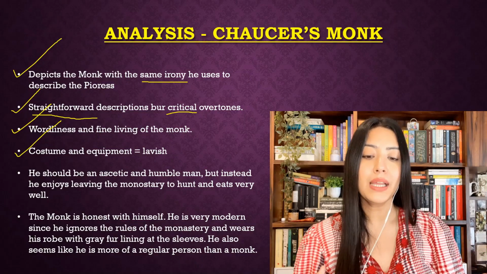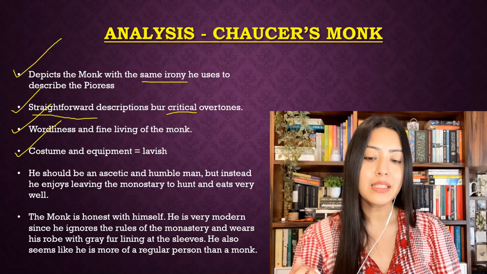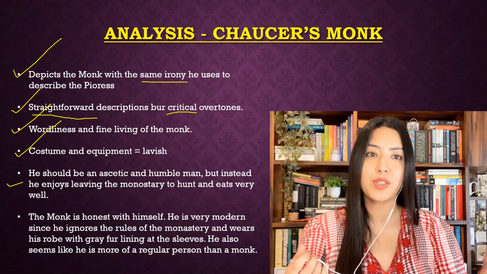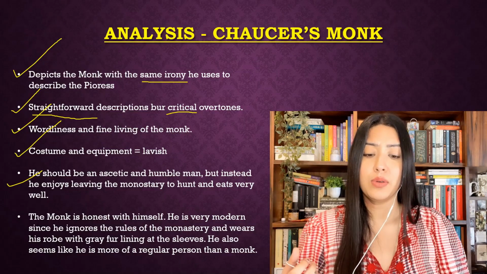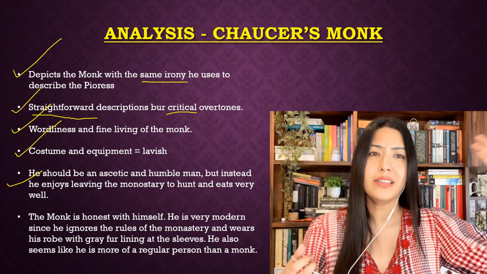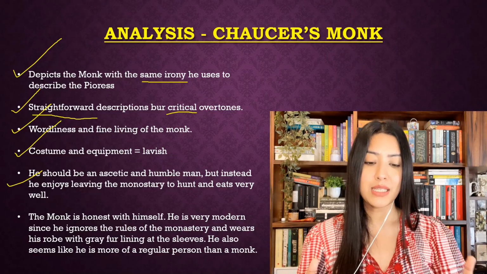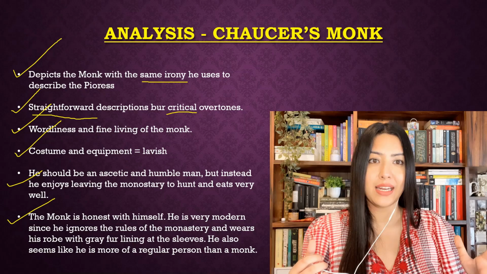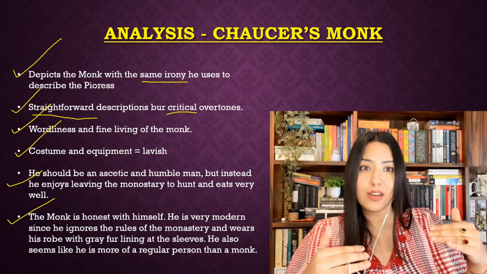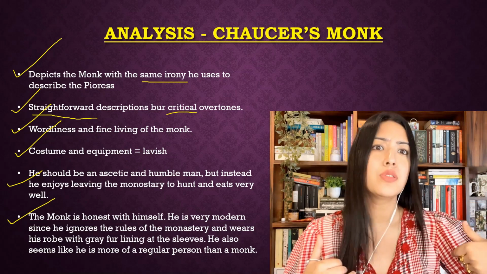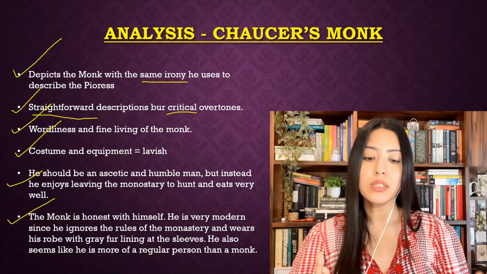So he should be an ascetic and humble man, but instead he enjoys leaving the monastery, does not want to stay in his cloister. He wants to leave the monastery, he wants to go hunt and eat. So these are the things he engages in. So the monk is honest with himself, okay? He does not pretend to be anything, like you be a monk and then you hide yourself behind the back, whatever he's doing up front. So he's honest with himself.